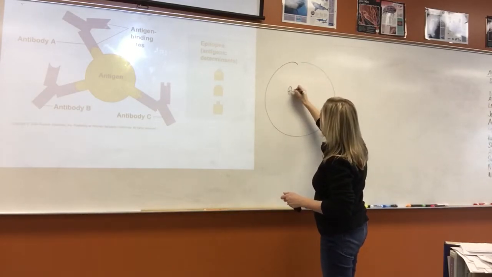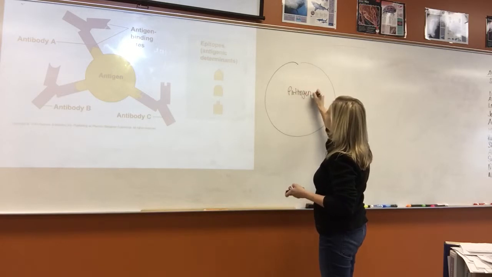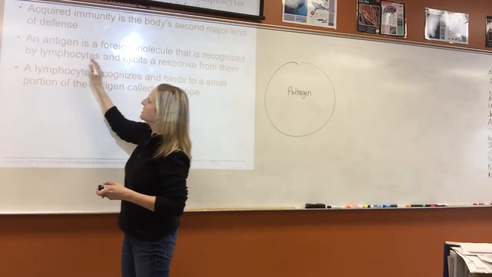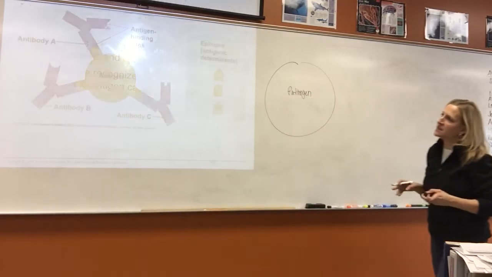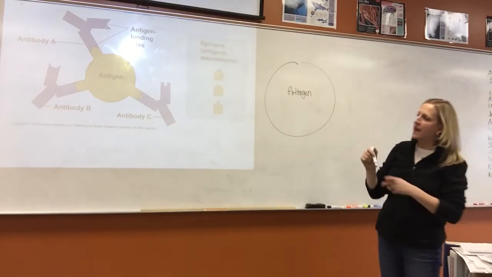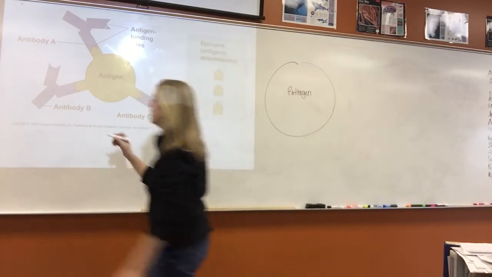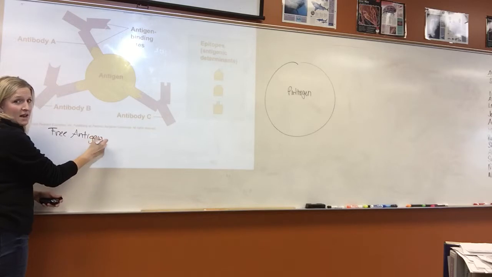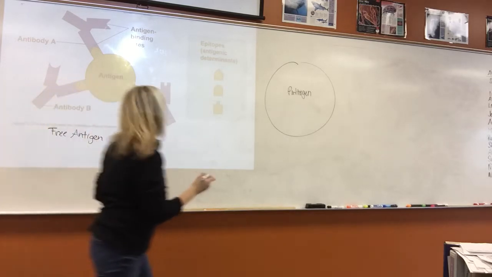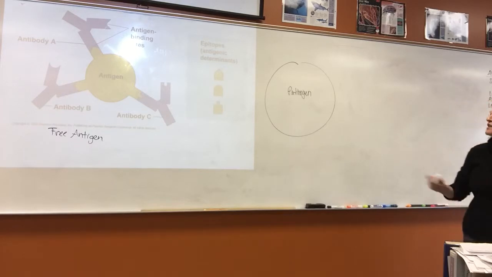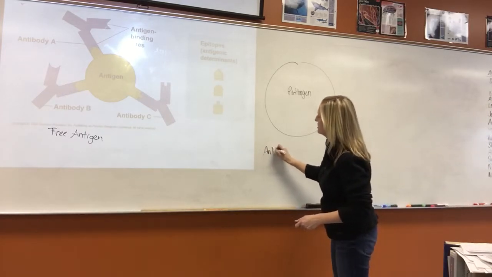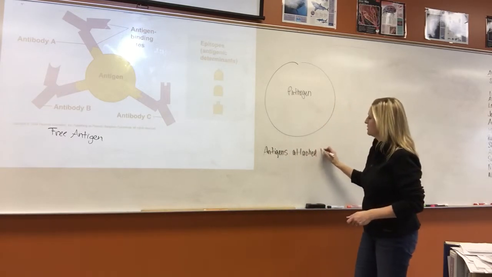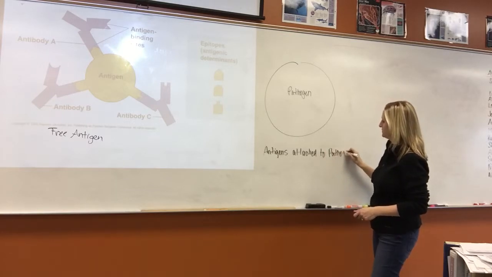So I drew here, we're talking about antigens, and the acquired immune system activates lymphocytes, which are B and T cells. And the B and T cells react against an antigen that gets into your body. And I think we talked about, if I recall, that there are free antigens, and then there are antigens that are attached to pathogens.